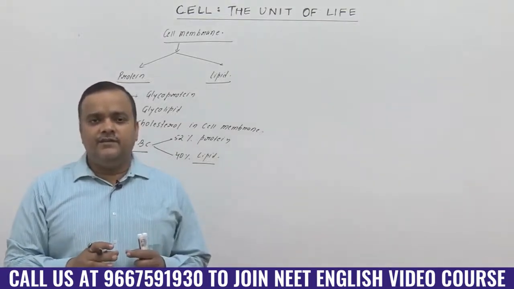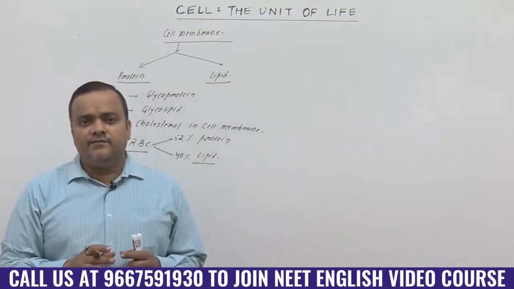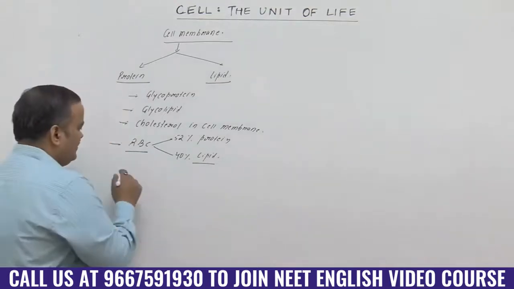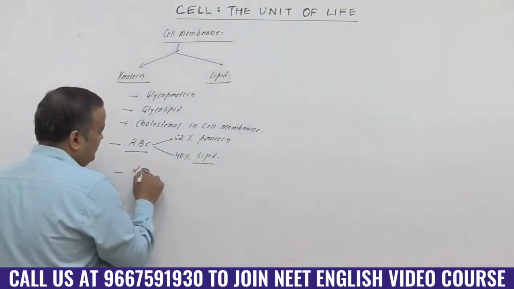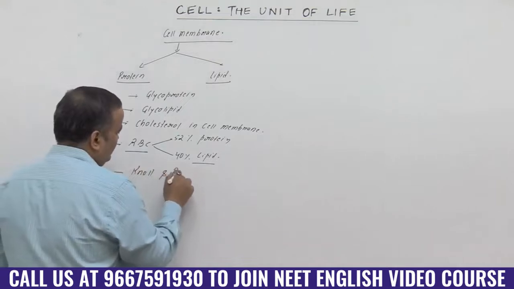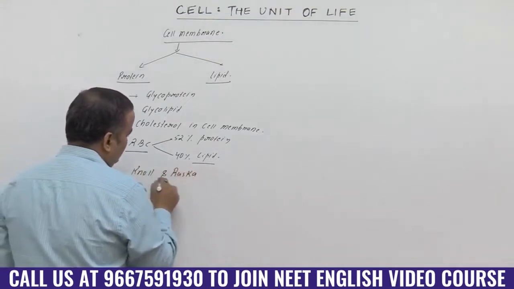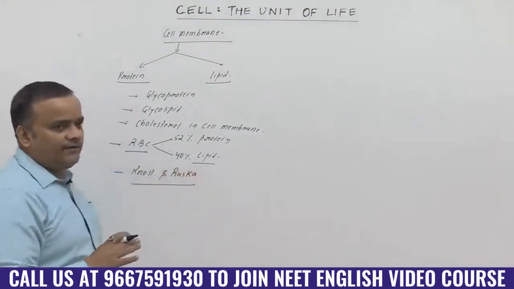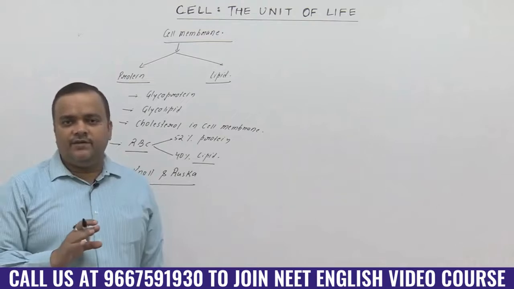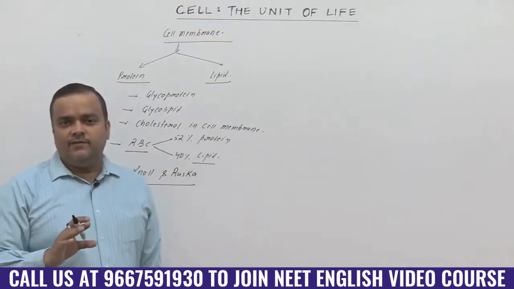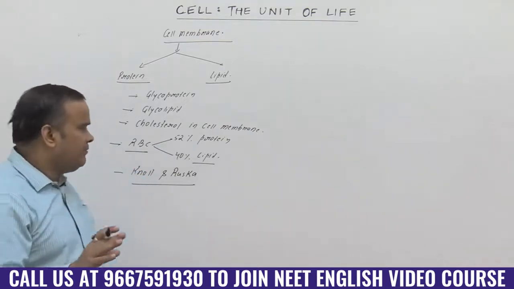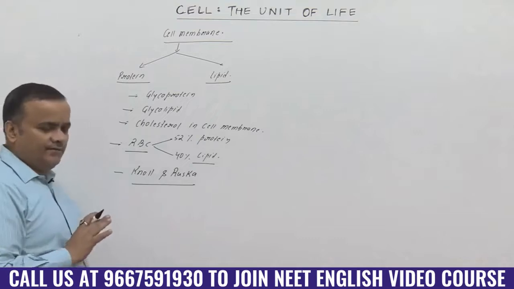Now, it was possible to study the structure of the membrane because of the construction of the electron microscope by two persons, that is Knoll and Ruska. These two persons are responsible for the construction of the first electron microscope. For that they were awarded the Nobel Prize, and that immensely helped in studying the structure of the membrane.